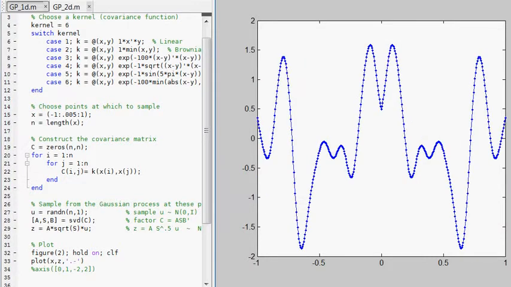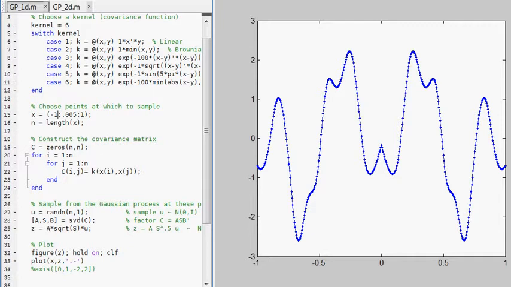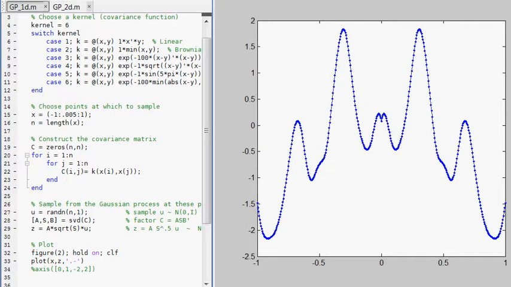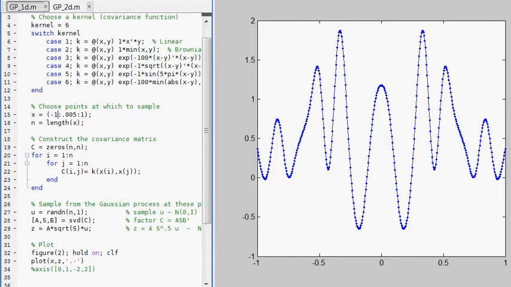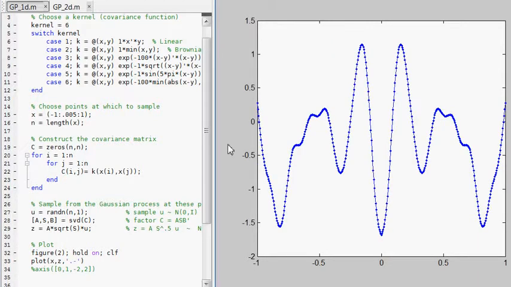Beautiful. So cool. That's neat. I could do this all day. Okay, so Gaussian processes are beautiful. I think we have established that fact.